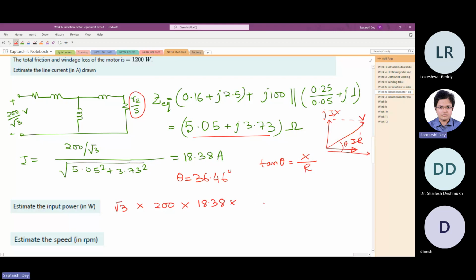So these times cos, √3 VL IL cos phi, that gives you the power. Now this gives us three-phase power, because √3 VL IL cos phi is the equation for three-phase power. Or else you can do it like this, same thing, one phase into 3. It gives you the same thing. So the power comes out to be 5122.96 watt.